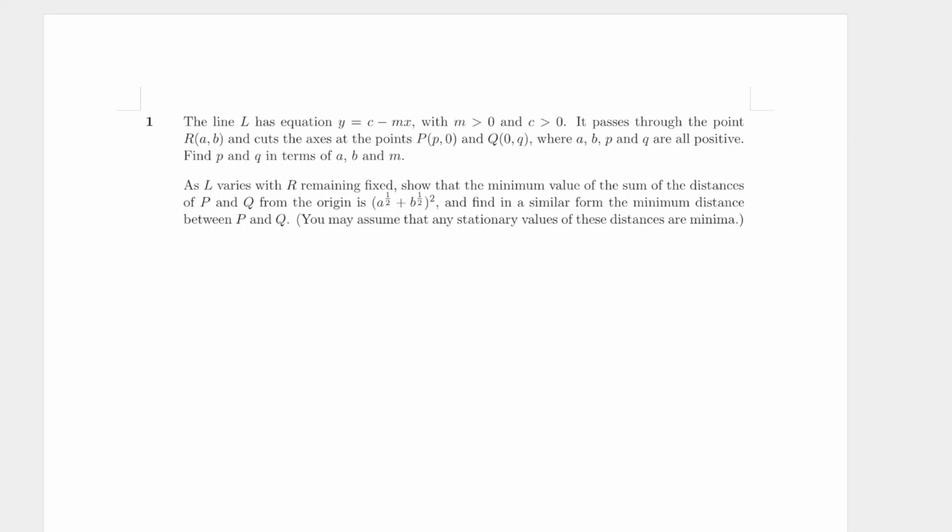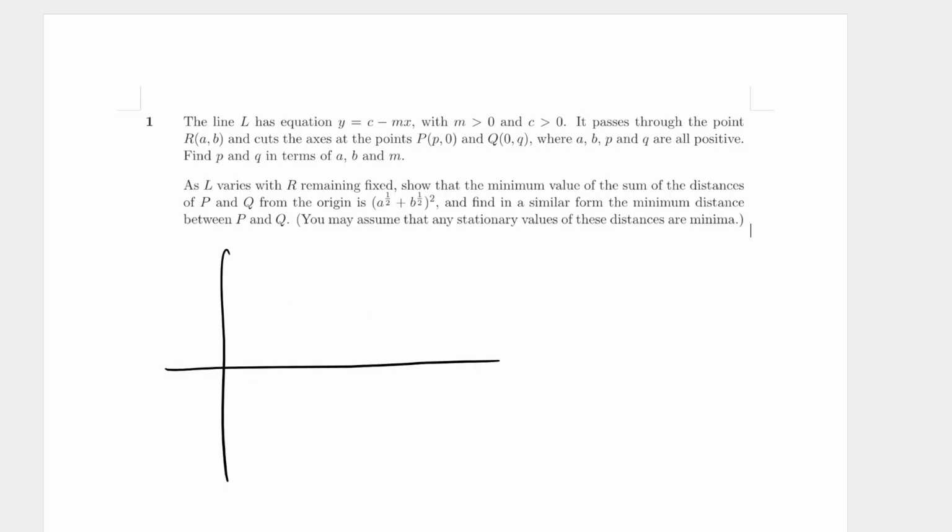So, the line L has the equation y equals c minus mx, m greater than 0, c greater than 0, passes through the point R, (a, b), and cuts the axes at P and Q. So find P and Q in terms of a, b, and m. Okay, that's more than manageable, right? Just draw the diagram properly, then you will be fine.